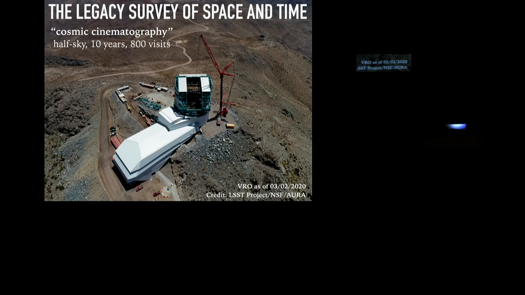This is going to take place in the Vera Rubin Observatory in Chile, and we'll start taking data in 2021. It's really going to be a video of the sky because we'll be visiting the same area of the sky 800 times over 10 years. So this has a lot of potential for transient science, but also the fact that you visit all of the sky over 10 years means that you can accumulate your data and have very deep images that give you very accurate galaxy shapes for weak lensing.